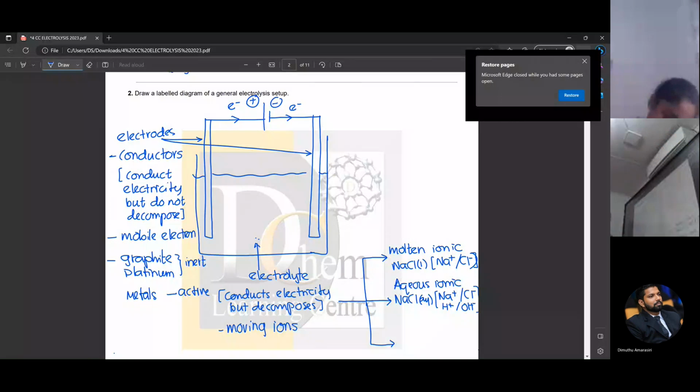And metals are what? Conductors. They are not electrolytes. Type: acids. Aqueous acids. Even though pure acids are covalent, when they are in aqueous state, they can break into ions. You call that process dissociation.